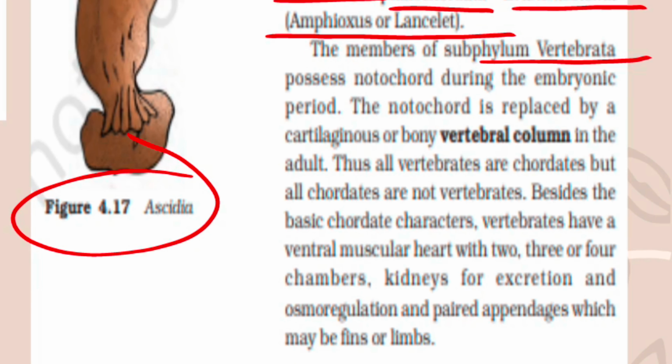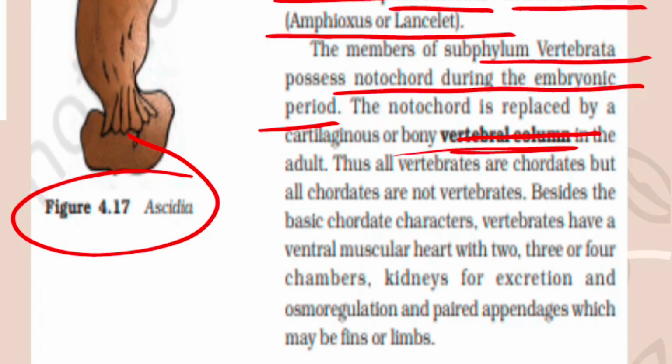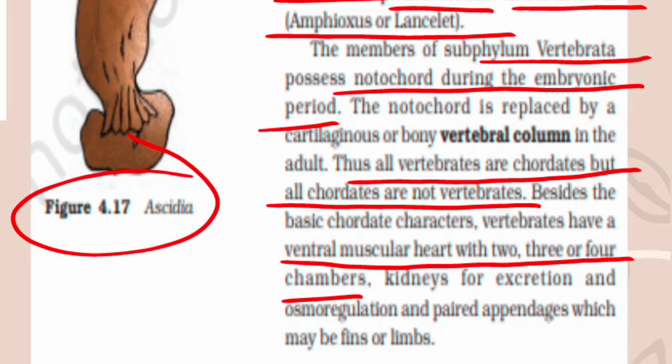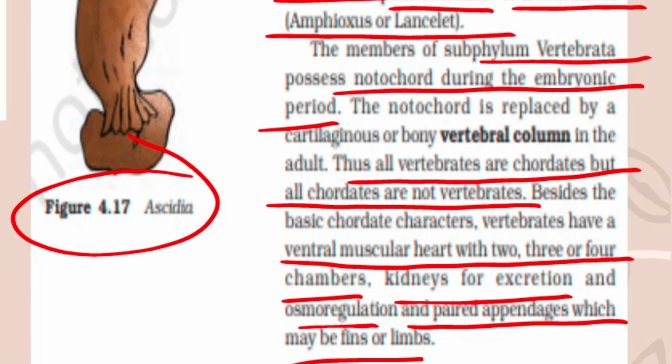And last subphylum is Vertebrata. It possesses notochord during the embryonic period only, because notochord is replaced by a cartilaginous or bony vertebral column in the adult. Vertebrates are chordates, but all chordates are not vertebrates. Besides basic chordate characters, vertebrates have a ventral muscular heart with 2, 3 or 4 chambers, kidneys for excretion and osmoregulation, and paired appendages which may be fins or limbs.